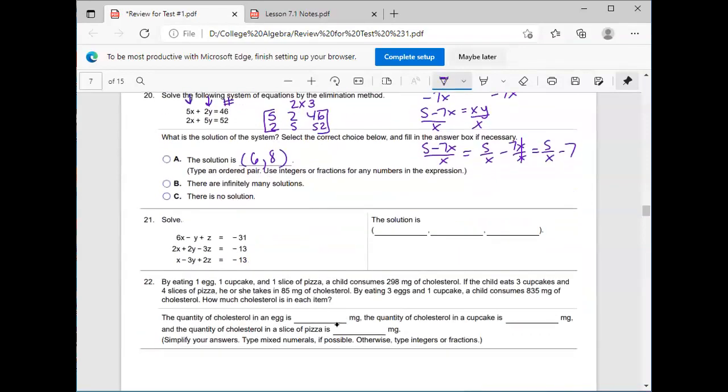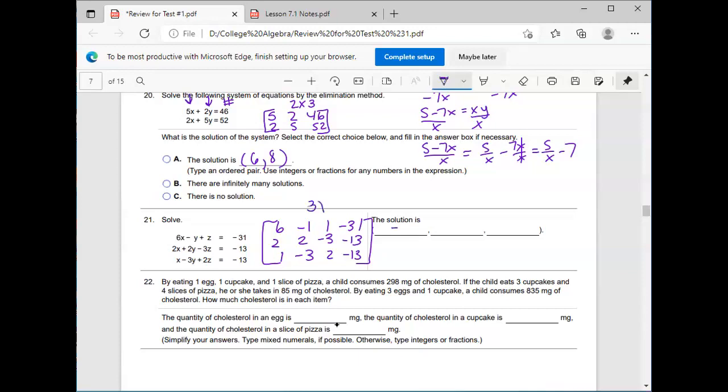Same thing here. We spent a lot of class time really slowing this down. But to type this one, I will go ahead and write what matrix you would type in. So they are lined up for us, X's, Y's, Z's, and the number. So it would be 6, -1, 1, -31, 2, 2, -3, -13, 1, -3, 2, -13. So that's what you type in.